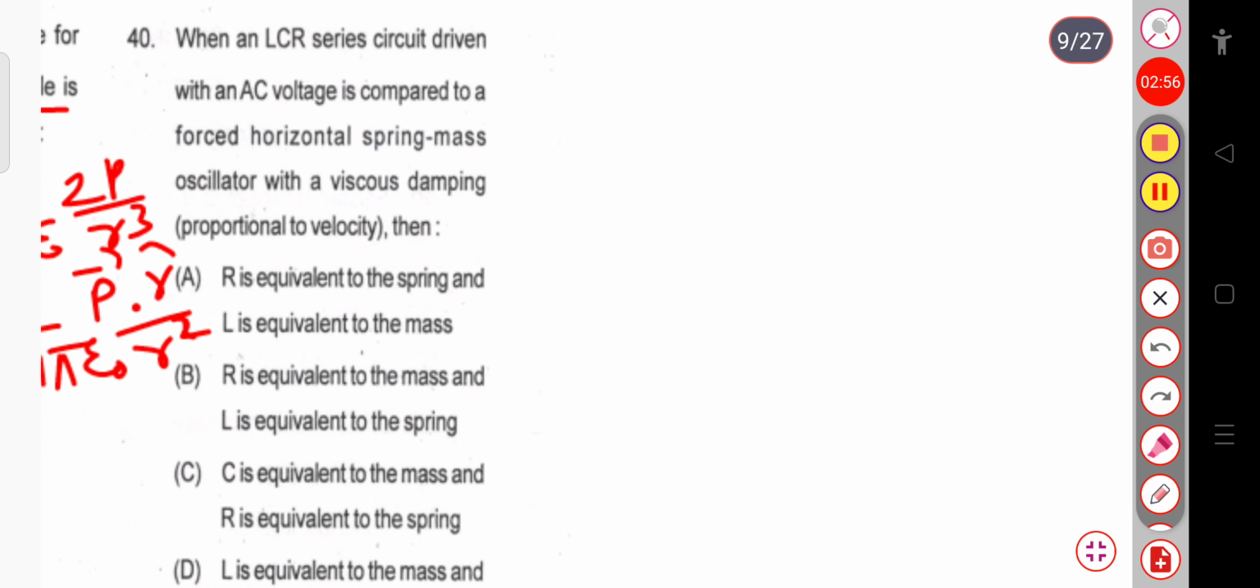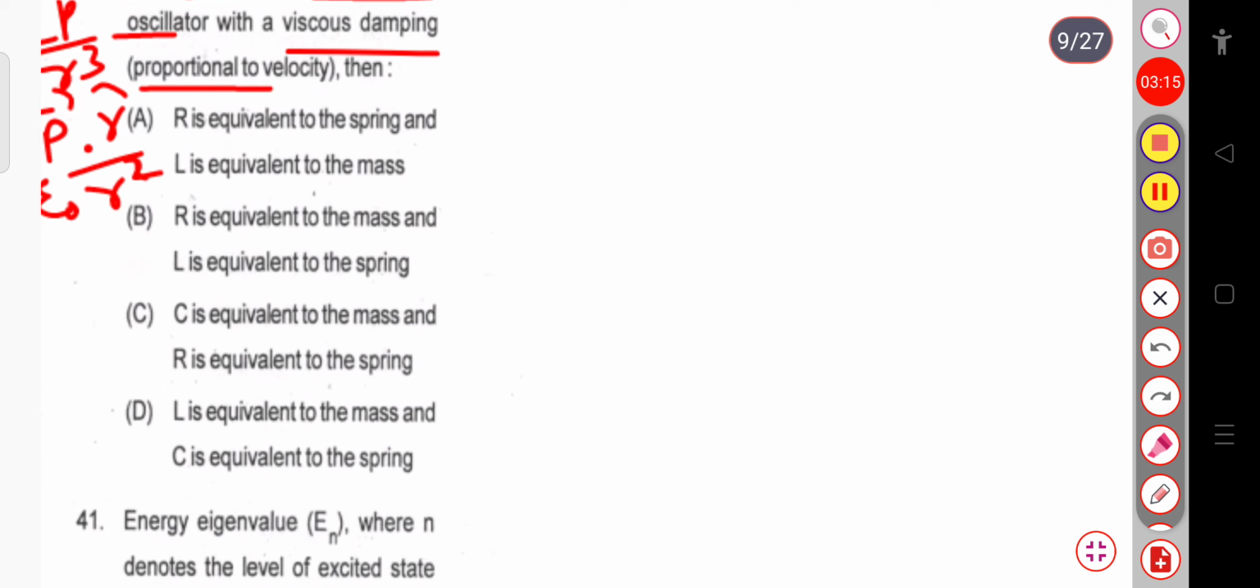Now let us see the next question, question number 40. When an LCR series circuit driven with an AC voltage is compared to a forced horizontal spring mass oscillator with viscous damping, that is, the damping force is proportional to the velocity, then the first option is R is equivalent to the spring and L is equivalent to the mass. In the second option, R is equivalent to the mass and L is equivalent to the spring, spring meaning spring constant. The third option is C is equivalent to the mass and R is equivalent to the spring constant, or L is equivalent to the mass and C is equivalent to the spring constant.